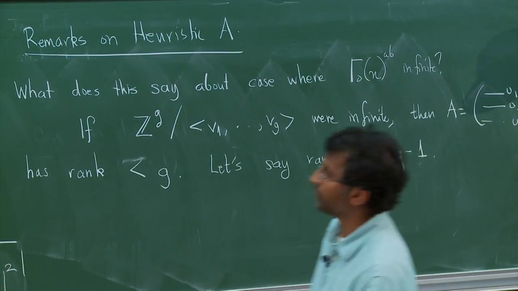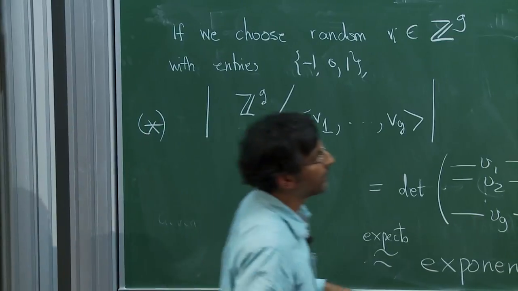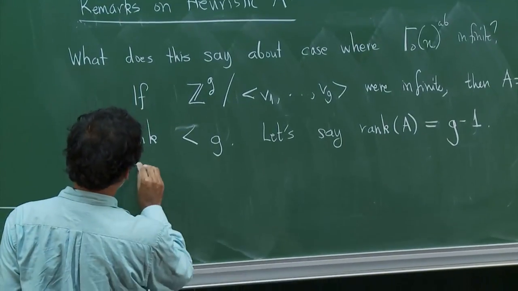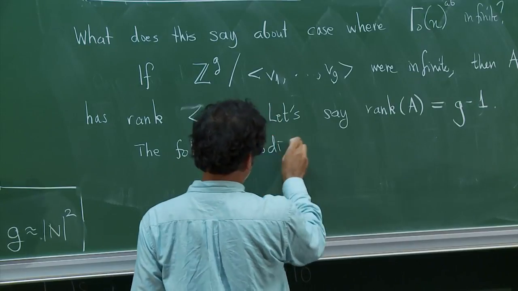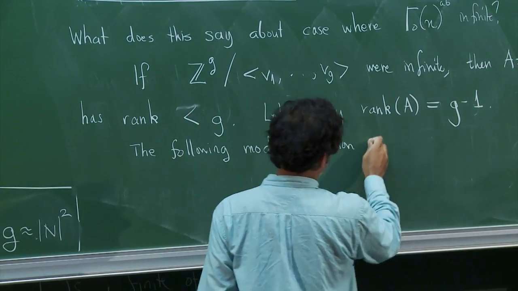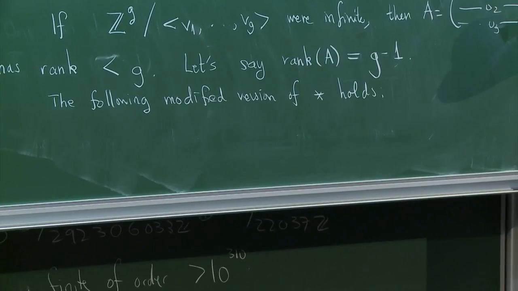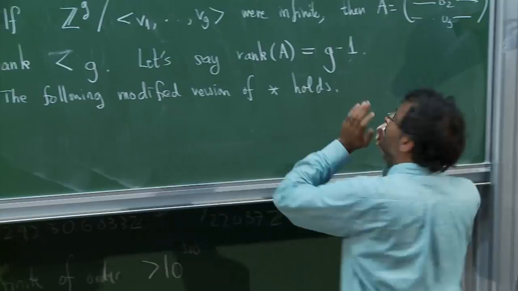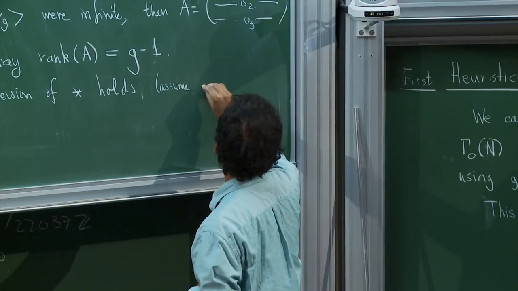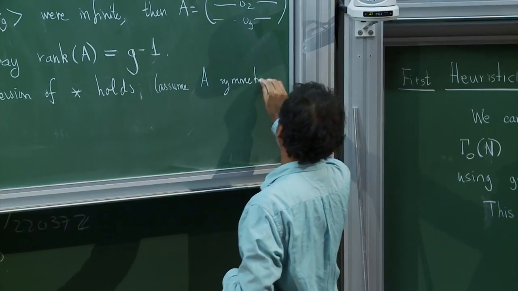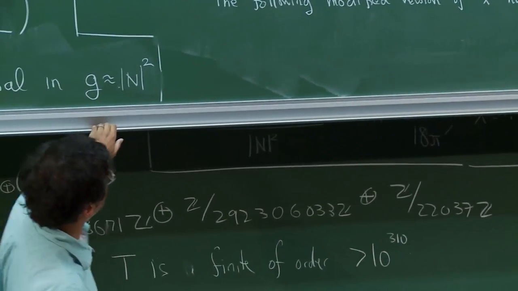So firstly, where's the equality? Certainly, there's a modified version of star. What did I call A? Okay. So the following modified version of star still holds in what I'm about to write. Let me assume that A is symmetric. It mainly just makes the formula a little bit simpler.